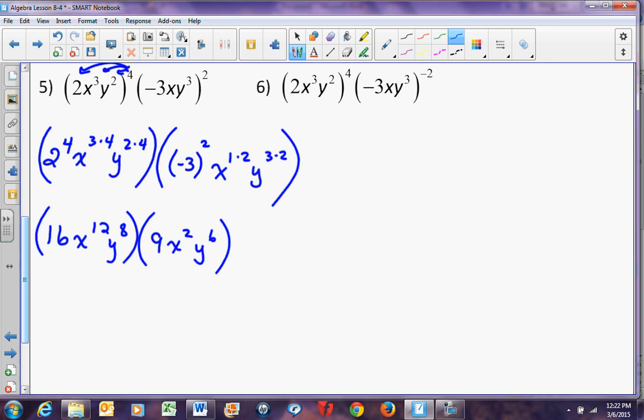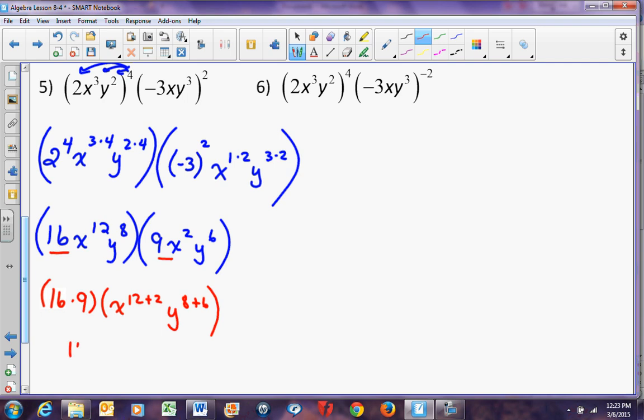Now I no longer have any powers raised to powers, but I have a power multiplied by a power. I could multiply 16 and 9, so 16 times 9 will go in one little parenthesis. Then I have x to the 12 plus 2, and y to the 8 plus 6, because a power times a power is addition of exponents. So I would multiply 16 times 9, which, if I remember correctly, is 144.